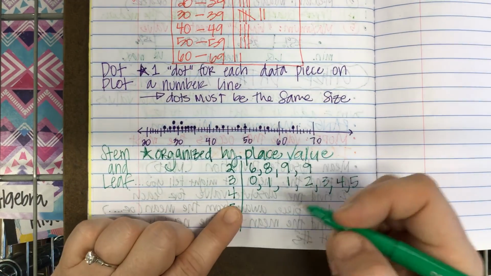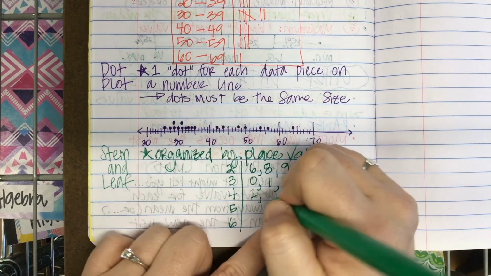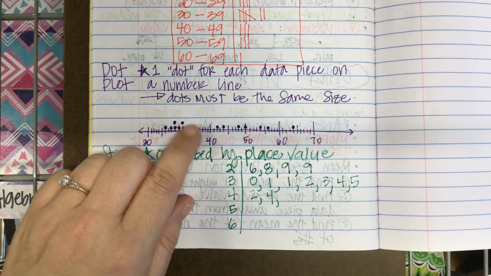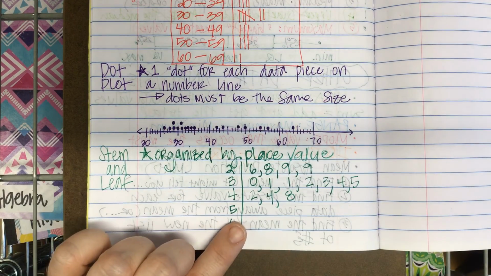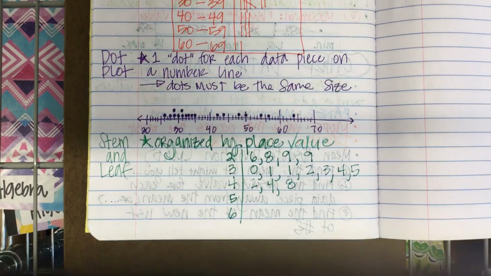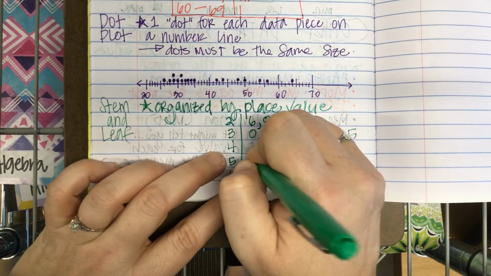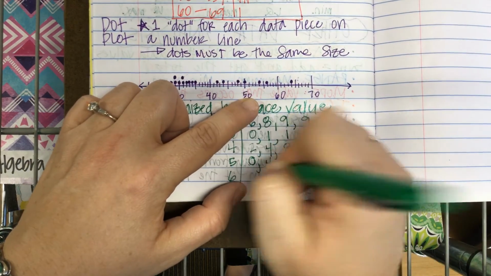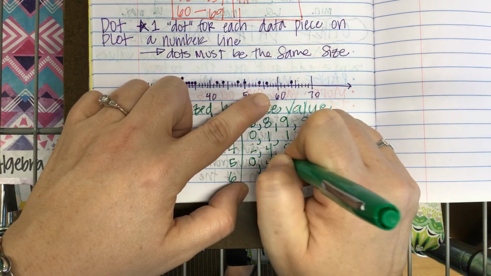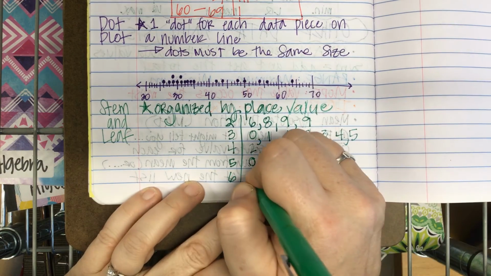My 40s are 42, 44, 48, and 48. My 50s are 50, 54, and 56. And my 60 is 64.